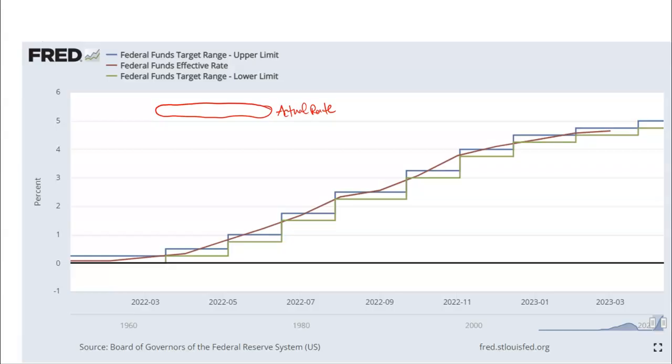Here's a zoomed in view. This is just 2022 to 2023. You can see a little bit better how every time they raise that target rate, the actual or the effective rate also increases. Okay, so they do have a lot of influence over the market, even though they're indirectly setting this rate by changing the money supply.